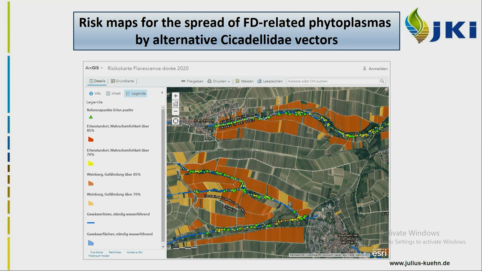So RLP AgroScience has developed those risk maps for the monitoring. What you can see here, we have small rivers, and all along these rivers you have the alder trees, so stands of alder trees, and these are the green triangles, and in these red marked zones you have the potentially endangered vineyards.